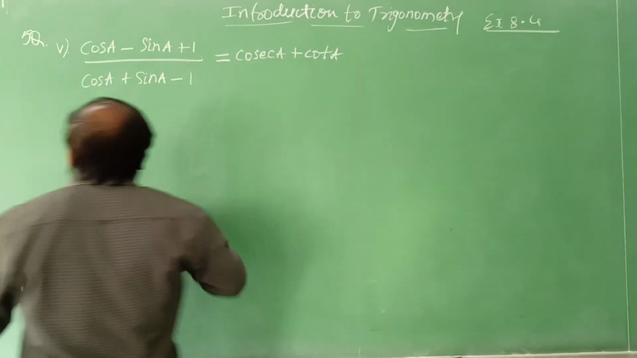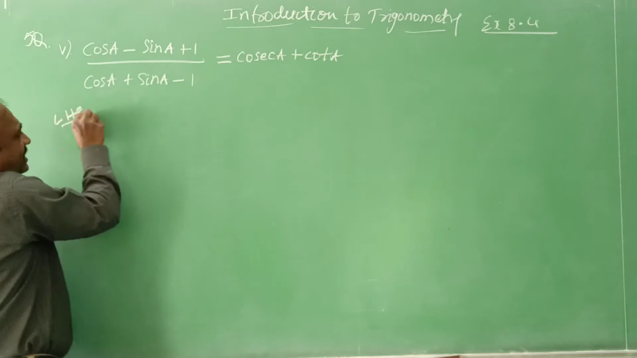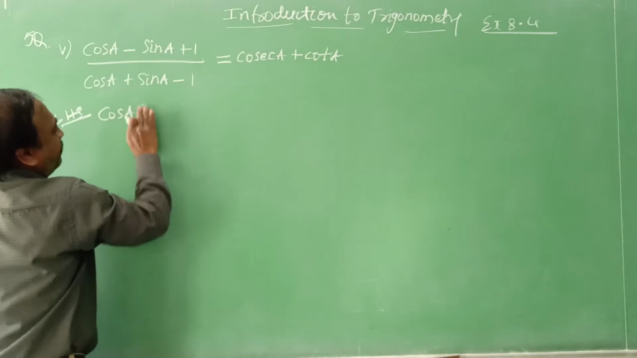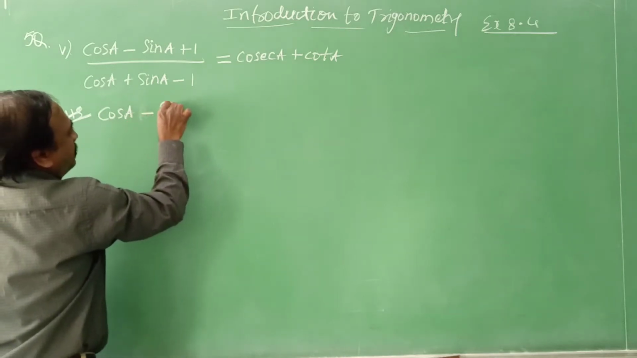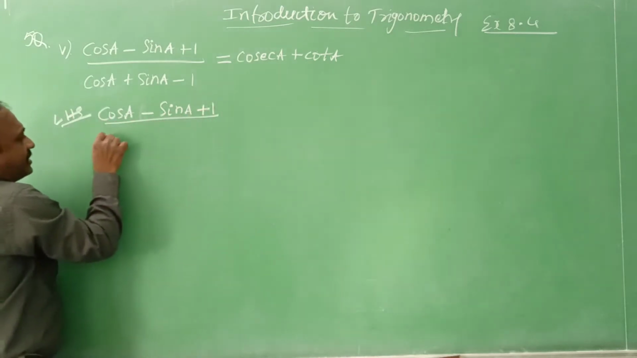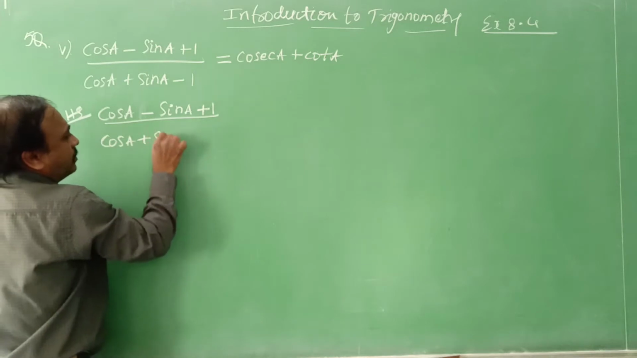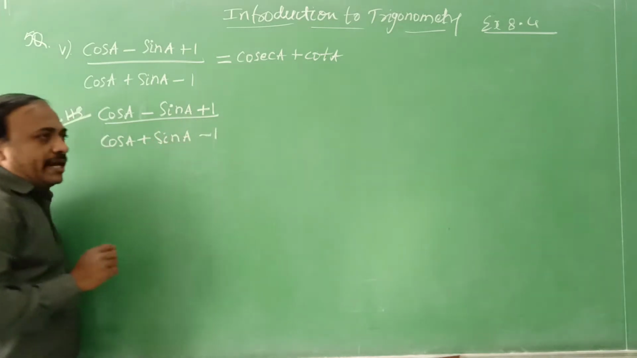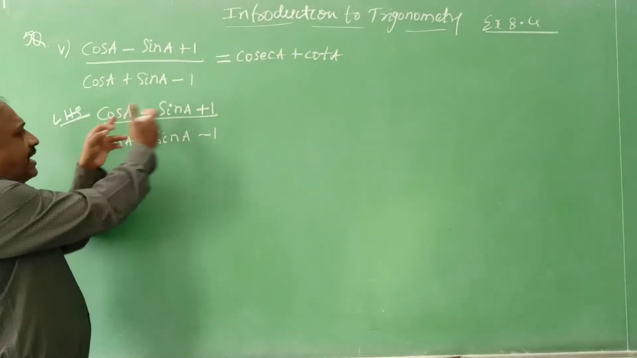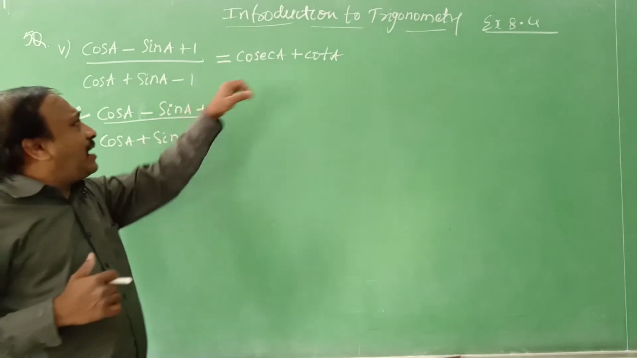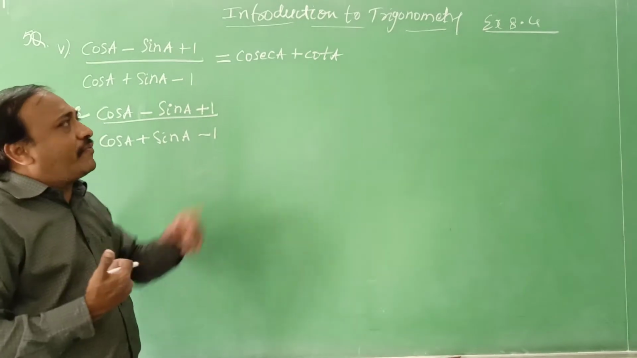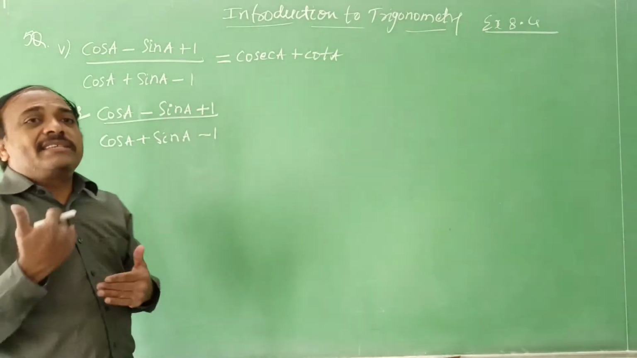Now look at the LHS. What is given? (cos A minus sin A plus 1) by (cos A plus sin A minus 1). To get cosecant and cot A from cos and sin, we know the reciprocal of sin is cosecant A, and in terms of cot, cos A by sin A.